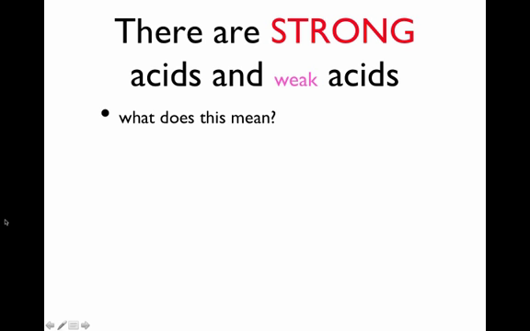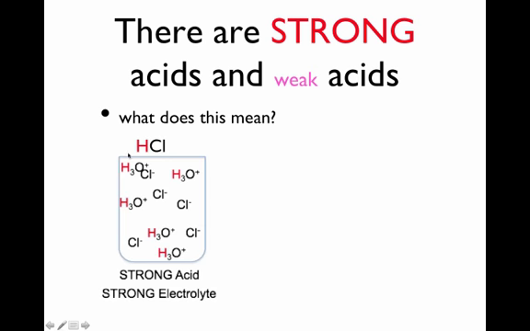In this section, we're going to talk about strong and weak acids, we're going to talk about strong and weak bases, and we are going to talk about acid concentration. So to begin with, we're going to talk about the fact that there are strong acids, there are also weak acids. What does that mean?